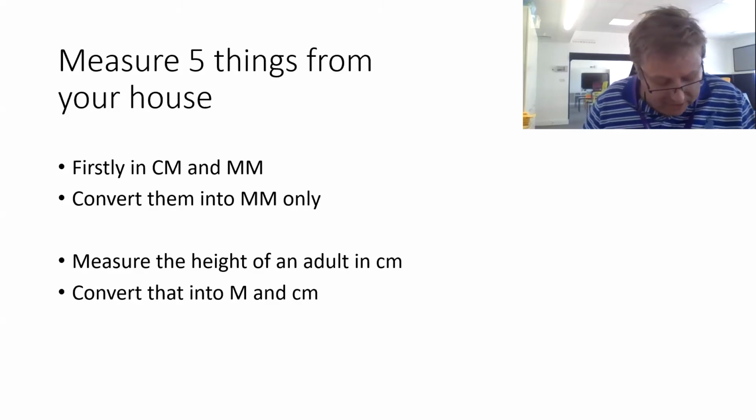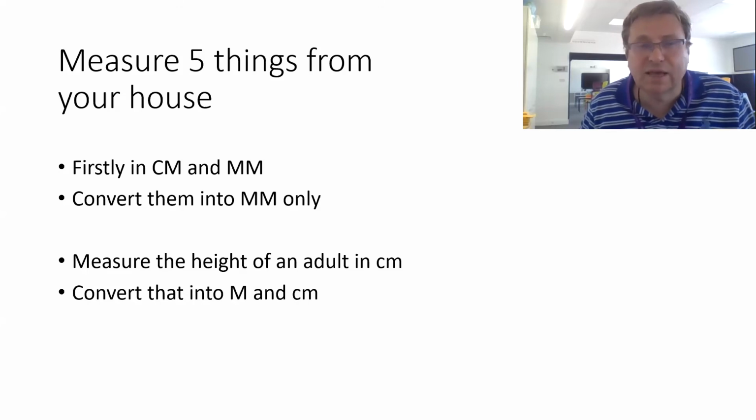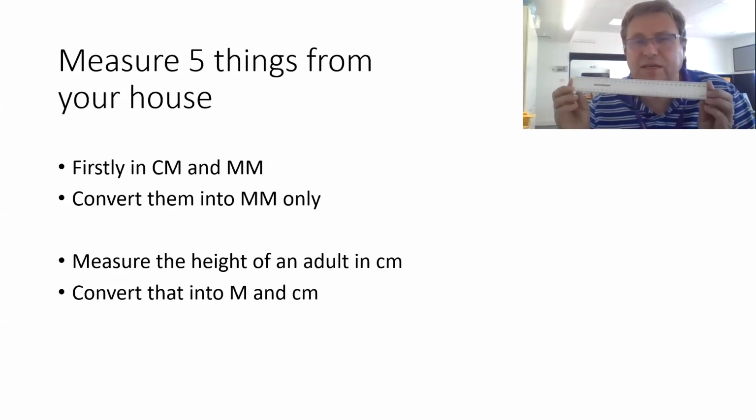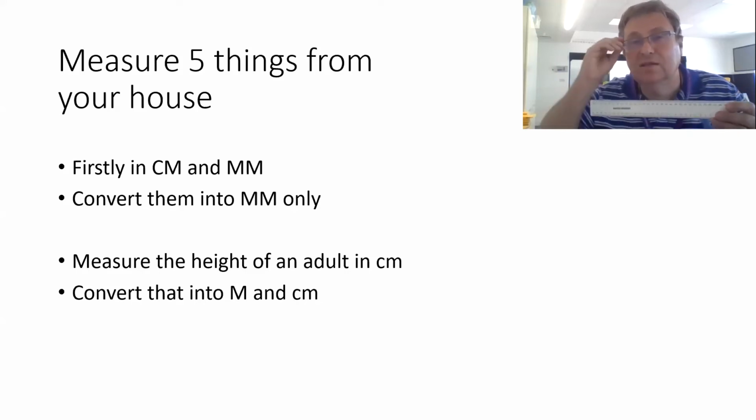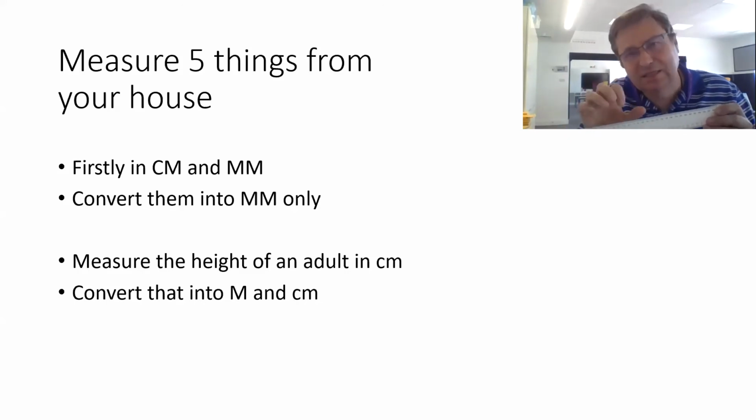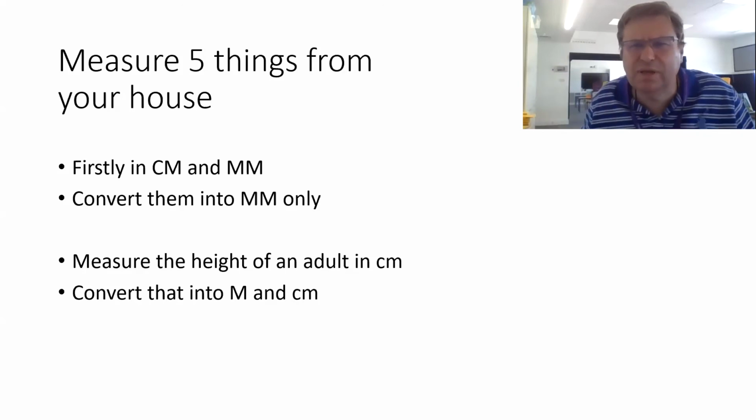And then we need to add the 4 millimetres on to get our answer. So your first activity is to find 5 objects in your house and to measure them in centimetres and millimetres. Write them down, write down what the object is, then your answer, and then I want you to convert that into just millimetres. So that could be quite fun.